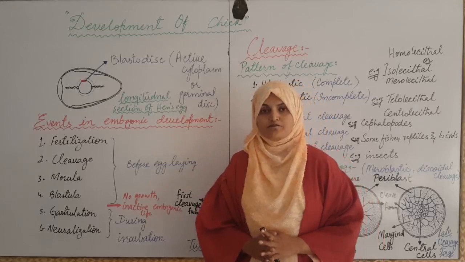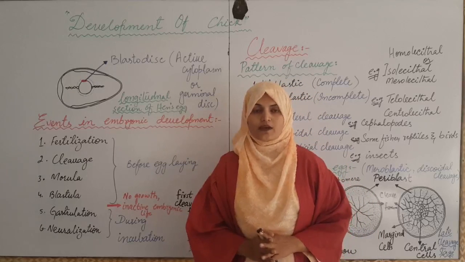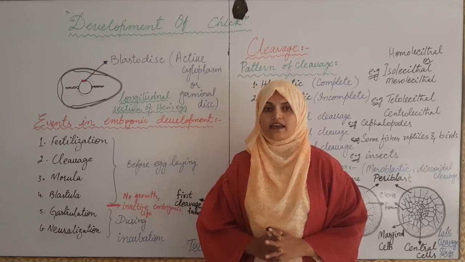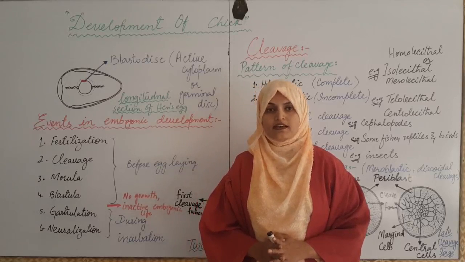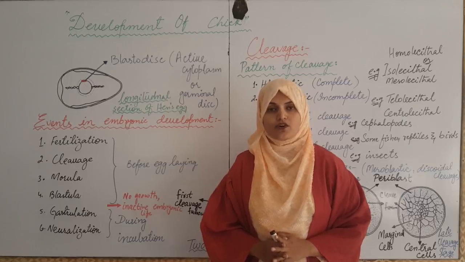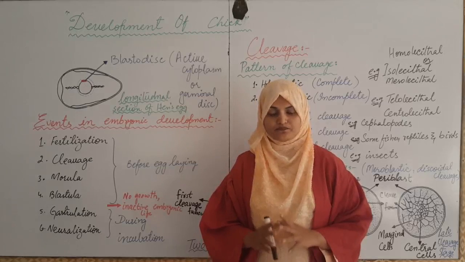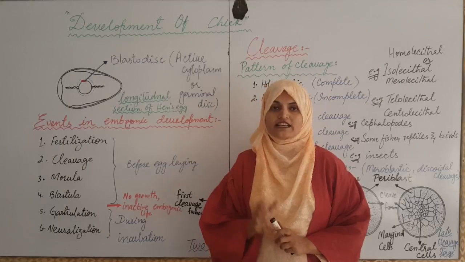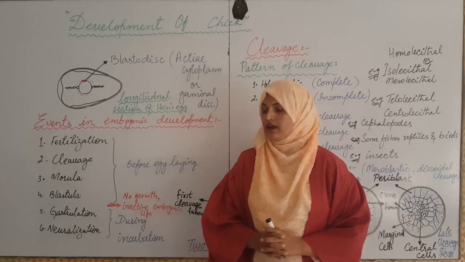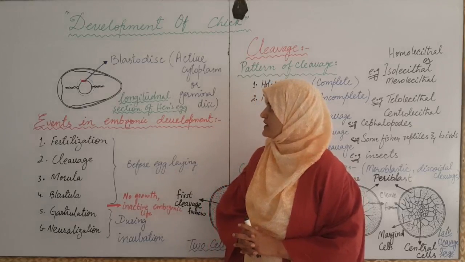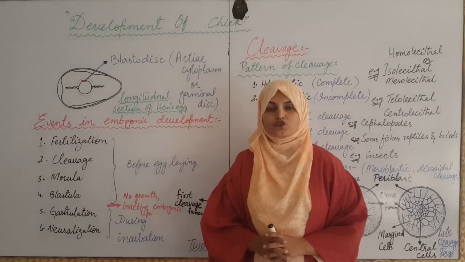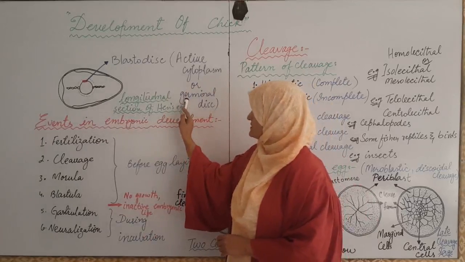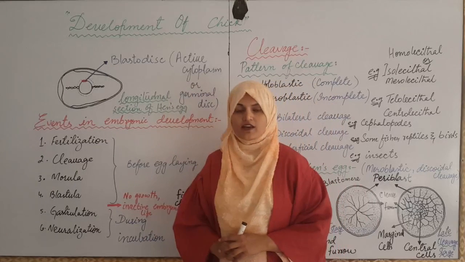Hen's egg is polylecithal, also termed as megalecithal and macrolecithal. As well as it is telolecithal, meaning it consists of a large amount of yolk that spreads throughout the egg, as a result of which only a small portion is left, which is termed as blastodisc. This blastodisc is also termed as germinal disc or active cytoplasm.